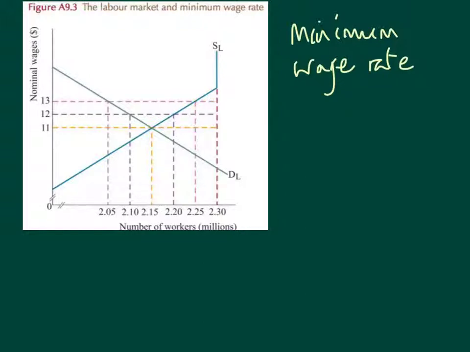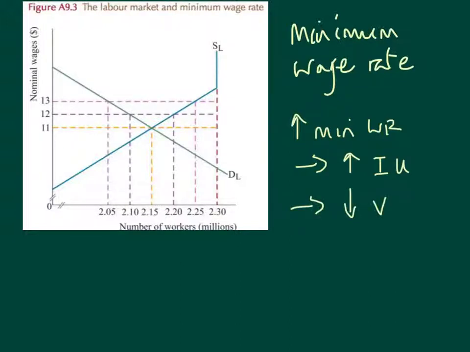So to summarize, an increase in the minimum wage rate is going to lead to an increase in the involuntary unemployment, whereas it will lead to a decrease in the voluntary unemployment.